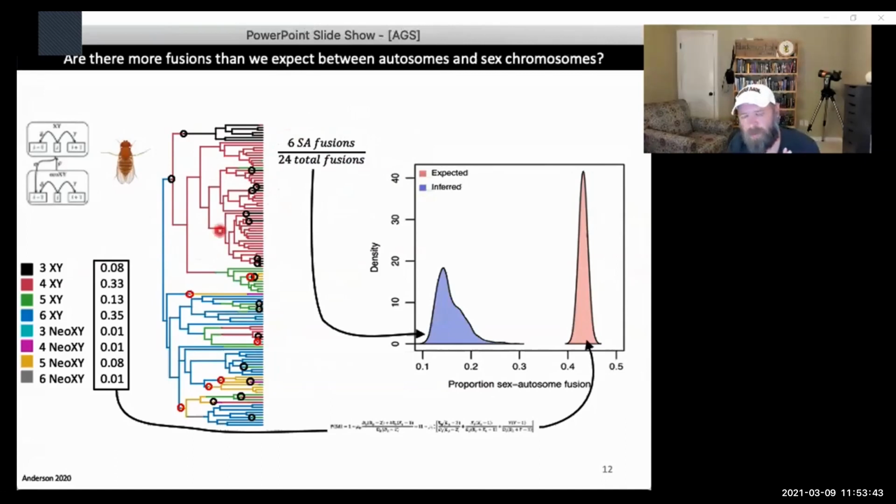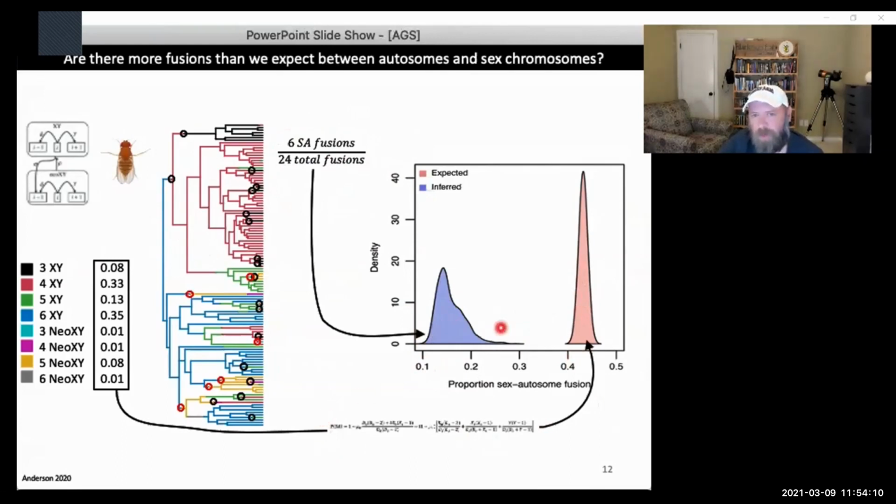We do this in a Bayesian framework, and we actually generate thousands of possible evolutionary histories. And for each one of those evolutionary histories, we produce one expectation and one inference. And then we can compare these and ask whether or not they match up with our expectation. I hope that maybe a couple of you noticed that this is actually not what we would predict based on that Charlesworth paper that I showed you at the beginning.